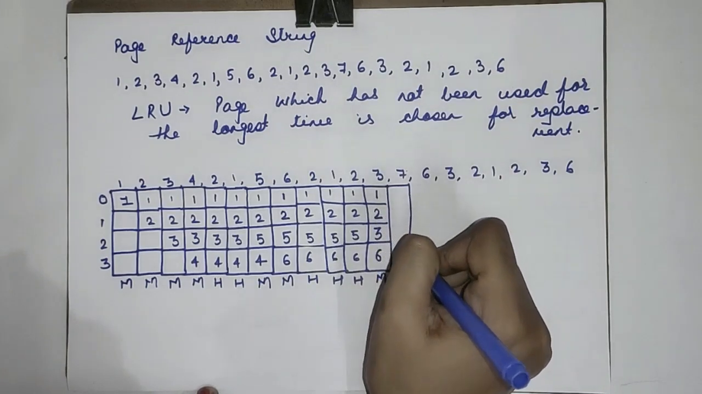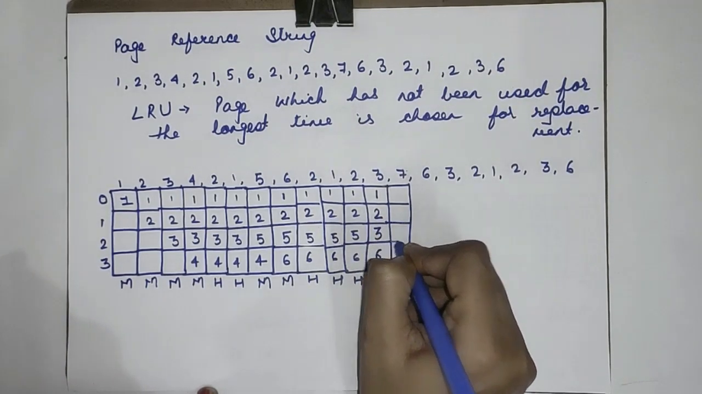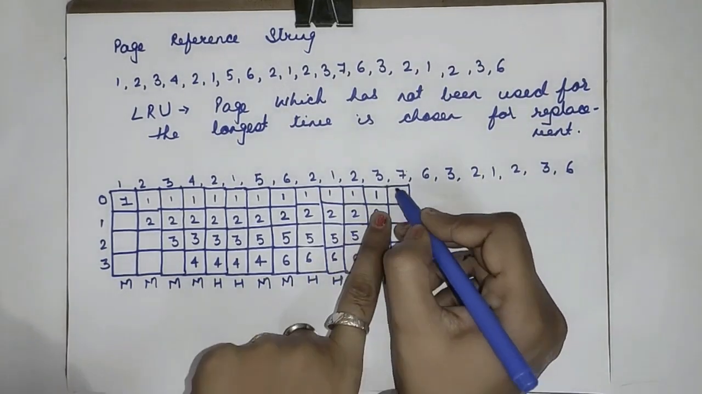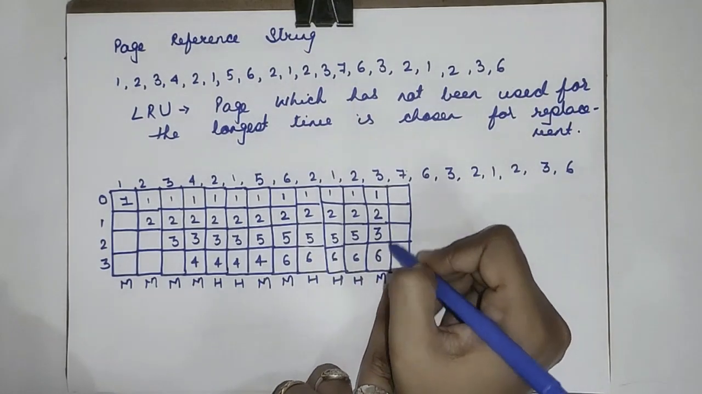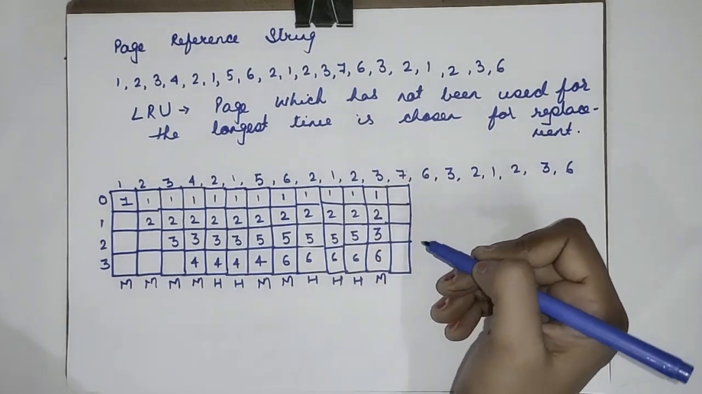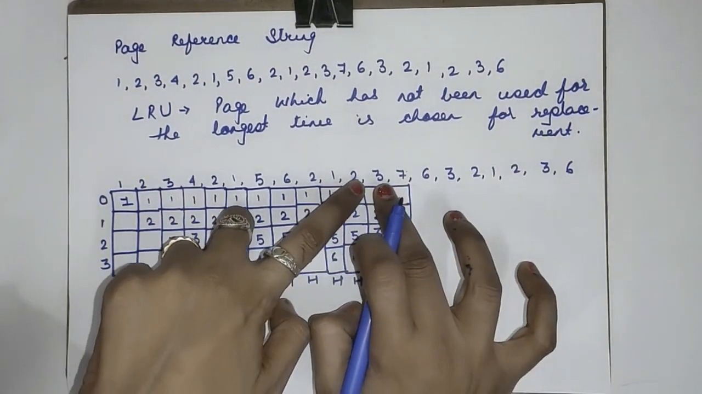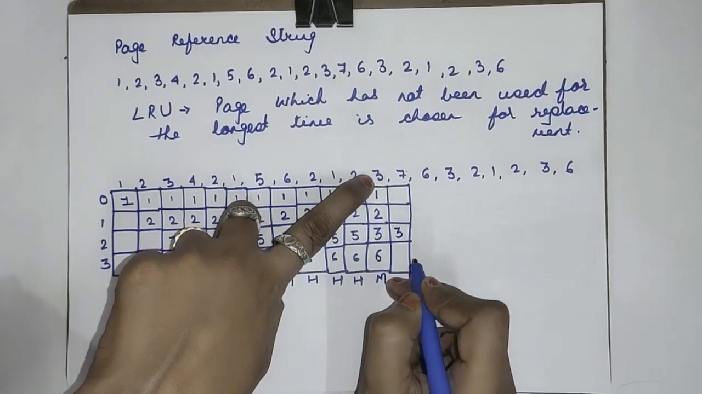Next, which page do you require? You require 7. So for 7, what are you going to do? 7 is not present. So you are going to replace the least recently used. So you're going to see backwards again. So 3 is the most recently used page. So I'm not going to replace 3.